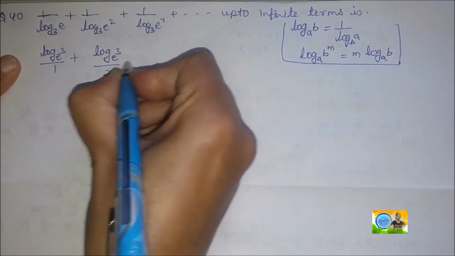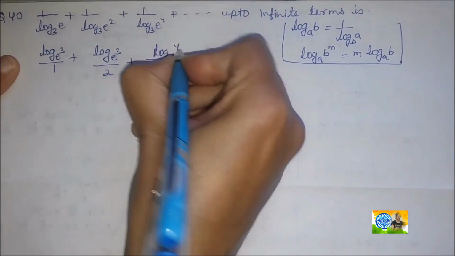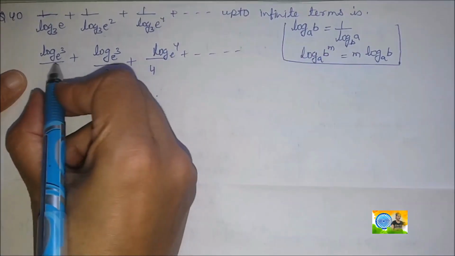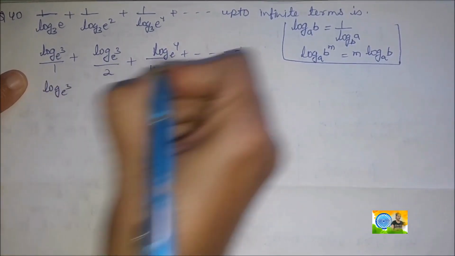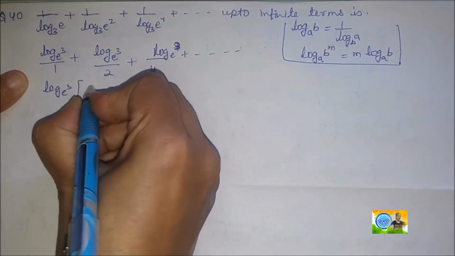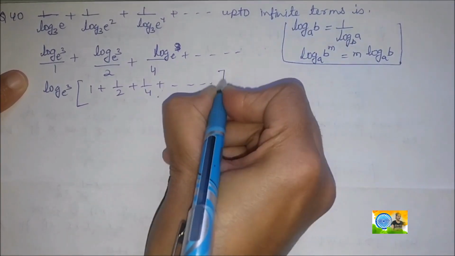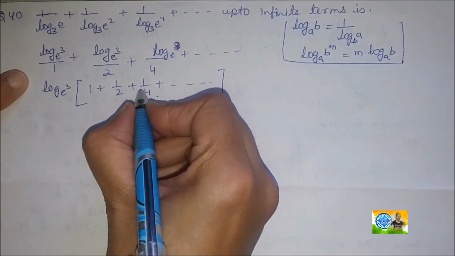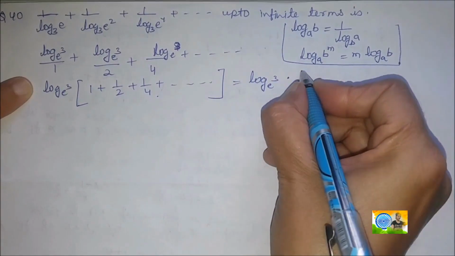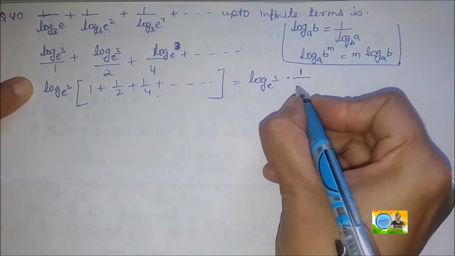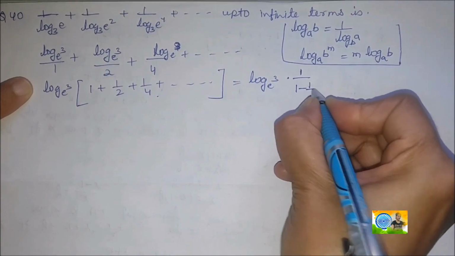This 2 will come to the denominator, plus this will be 1 upon 4 log e4 plus, like this up to infinity. Now in this series, if I take log e3 out, I will be left with 1 plus 1 upon 2 plus 1 upon 4 plus, like this up to infinity. Again, this is an infinite series, and the sum of this series is given by a, that is the first term, upon 1 minus r, where r is the common ratio, and in this question the common ratio is 1 upon 2.